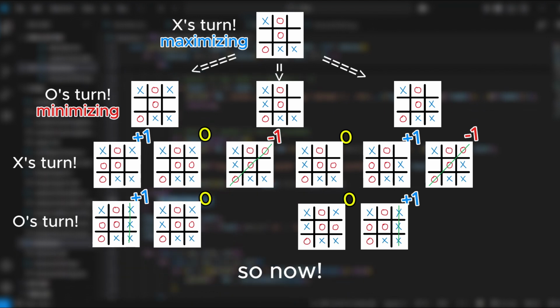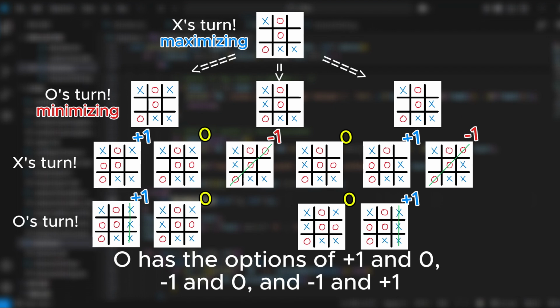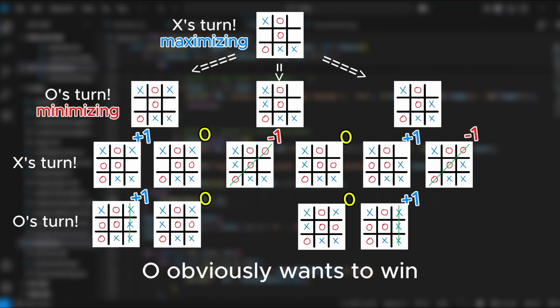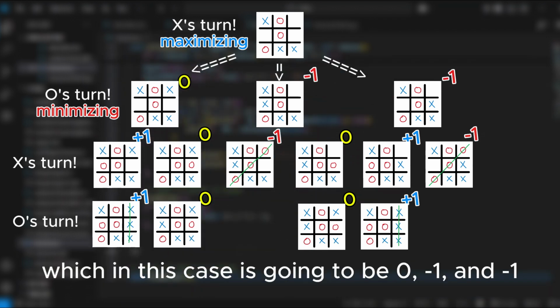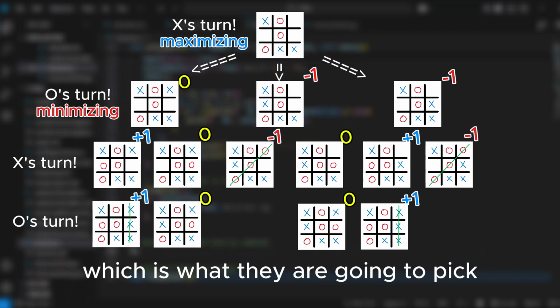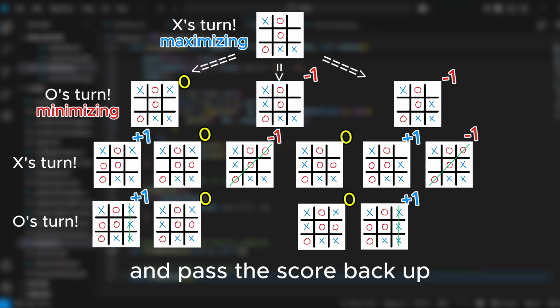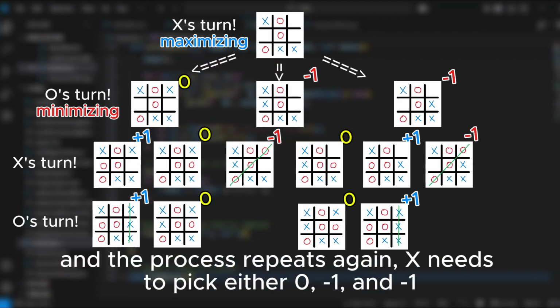So now O has the options of +1 and 0, -1 and 0, and -1 and +1. O obviously wants to win, and they will pick a move with the lowest outcome, which in this case is going to be 0, -1, and -1, which is what they are going to pick and pass the score back up. And the process repeats again.